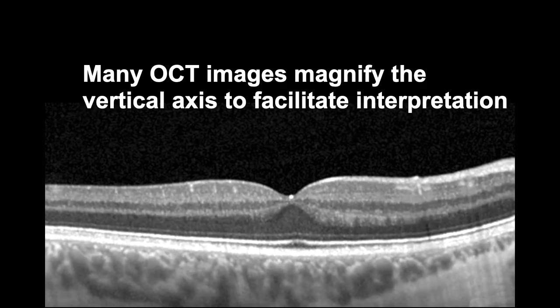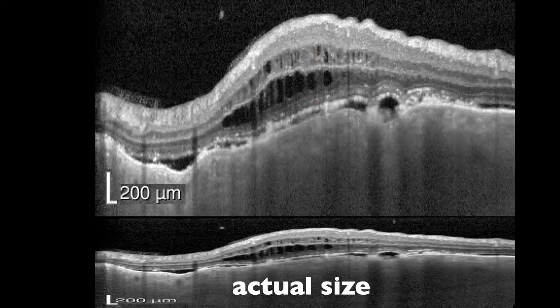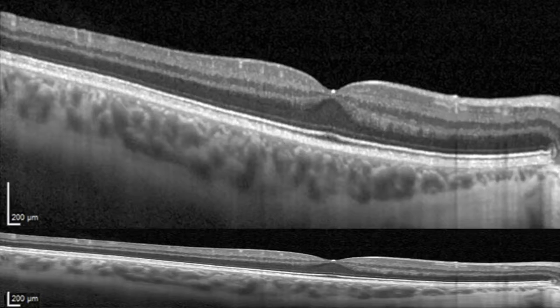In many OCT images, the vertical axis is magnified to facilitate interpretation. This OCT shows cystoid edema in the retina overlying a tumor. The L-shaped magnification bar at bottom left indicates that the vertical axis is magnified 3 times. In the bottom image, we use Photoshop to correct the vertical image to its actual size. A similar pair of photos shows the retina corrected to its actual thickness.